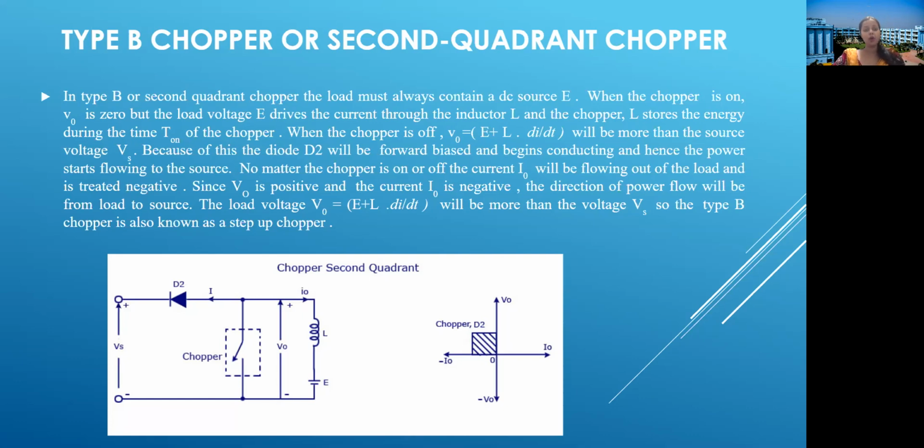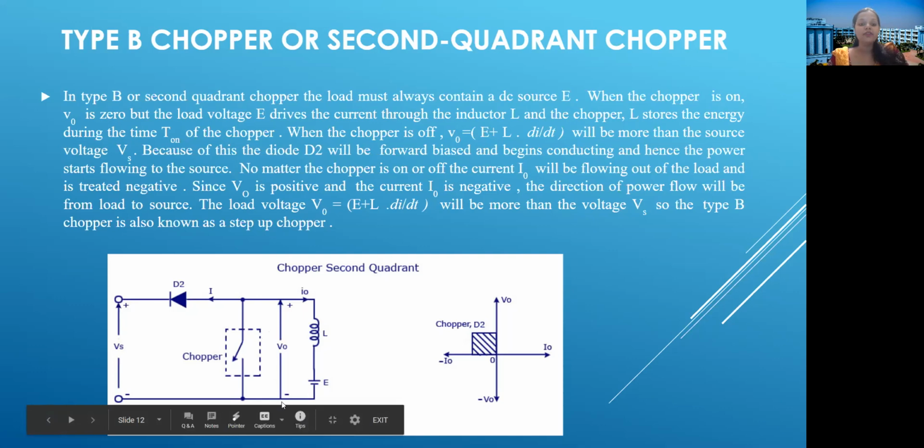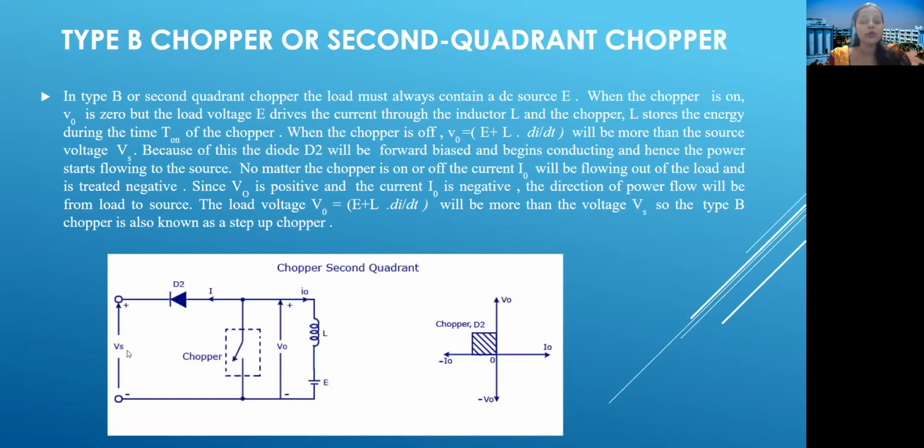Now when the chopper is on, V0 is obtained due to the load voltage E, and current flows through the inductor and chopper only through this part. But due to this load EMF, since the chopper is a shorted path, no current flows through the source, and because of the polarity of the inductor, the diode D2 is reverse biased, so no current flows through the diode. Now when the chopper is turned off, the inductor changes its polarity, and the load voltage and load current both flow from load to source.